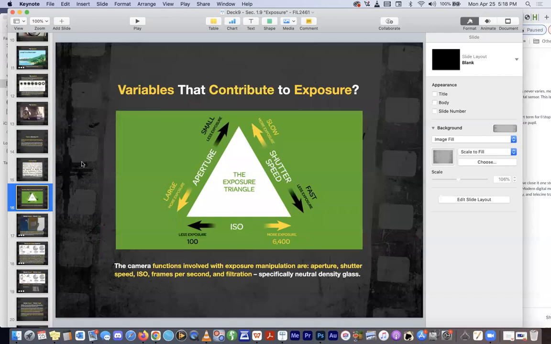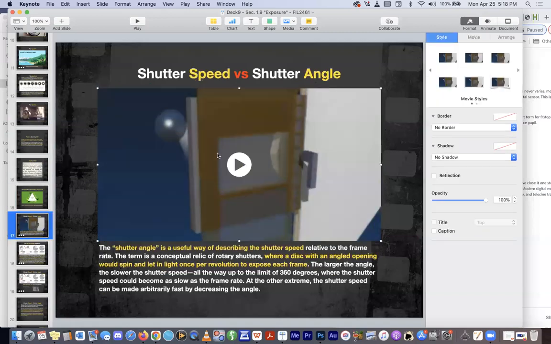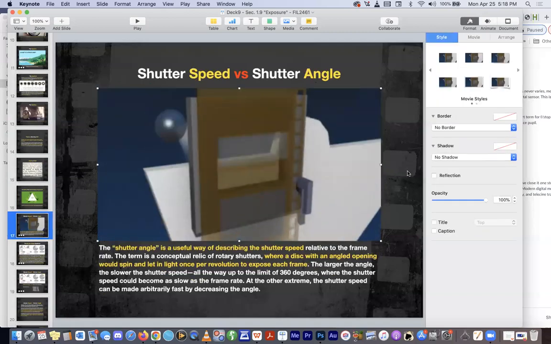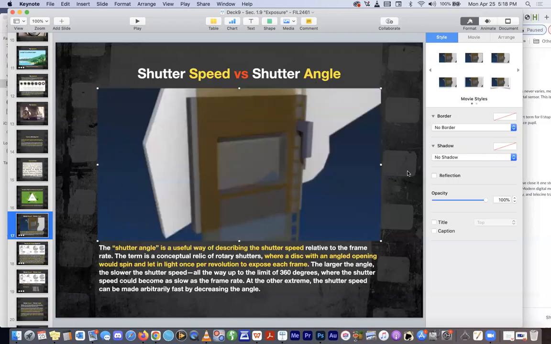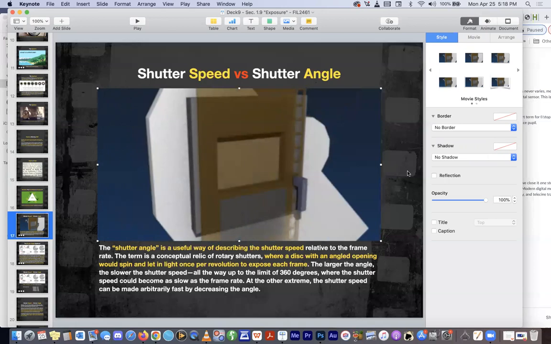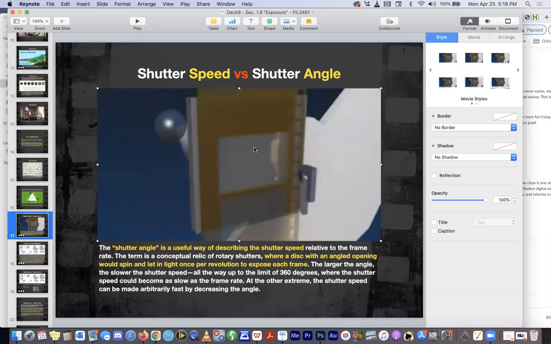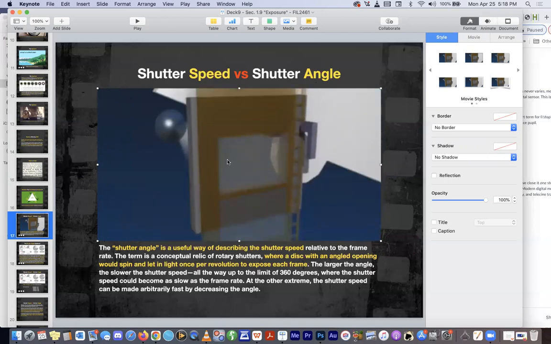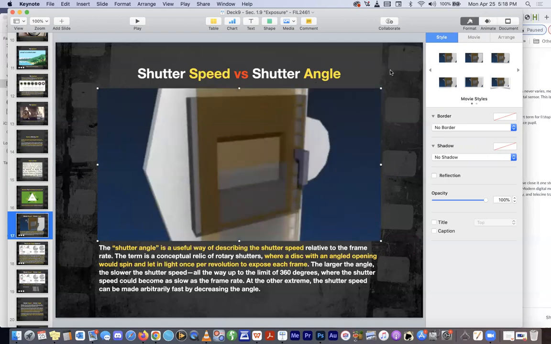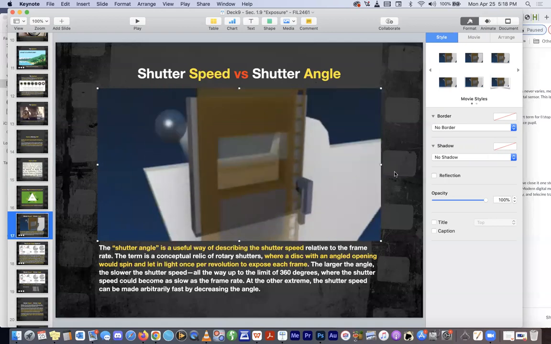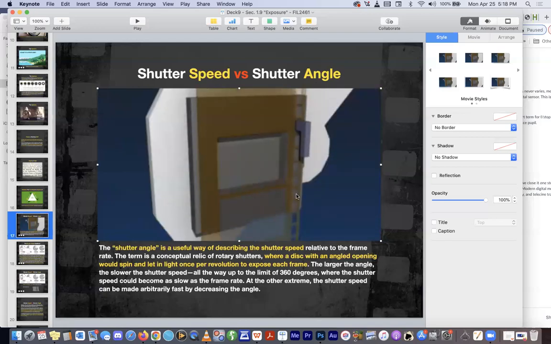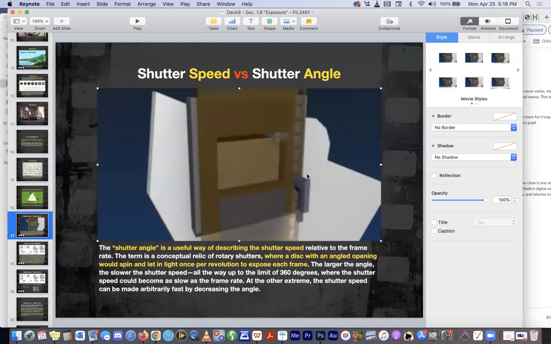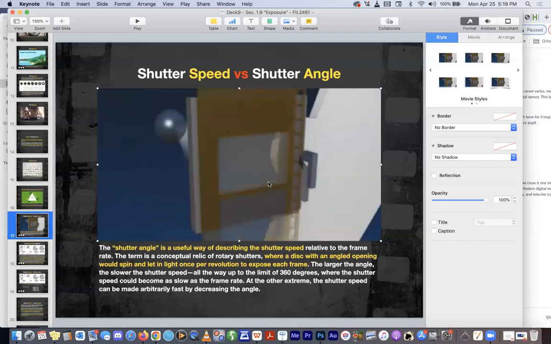Shutter speed related to frame rate. In a film camera, you had film getting dragged through the camera at 24 frames per second and a rotating shutter that was allowing light to strike the film and then conversely reflecting light up into the viewfinder so the operator can see what's going on. And this whole relationship is timed out using the pull down claw and the rotating shutter speed.